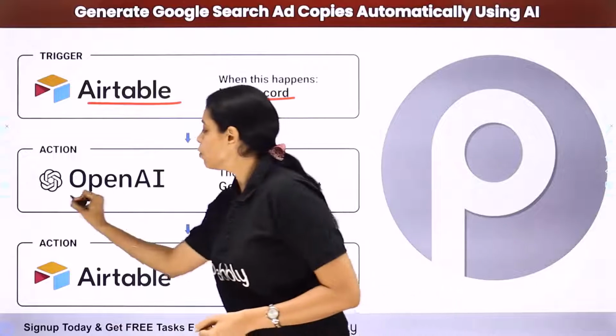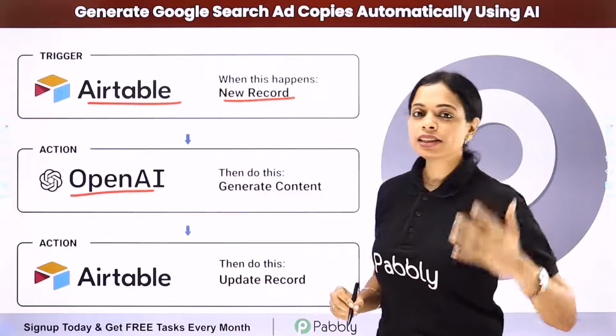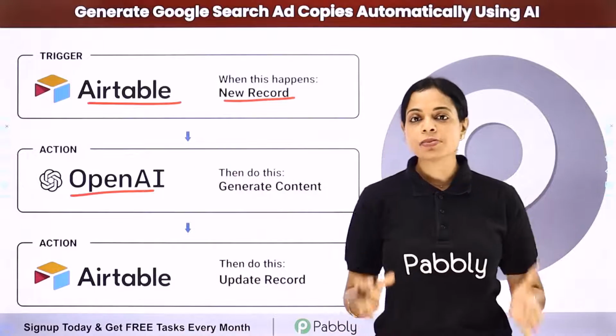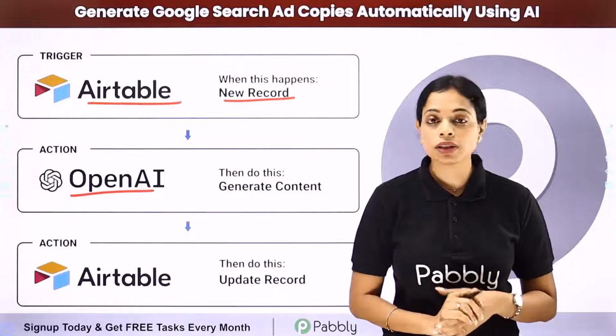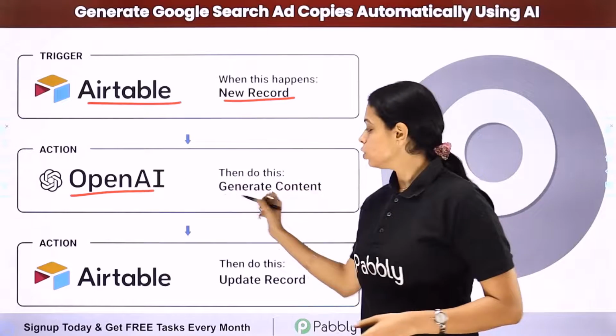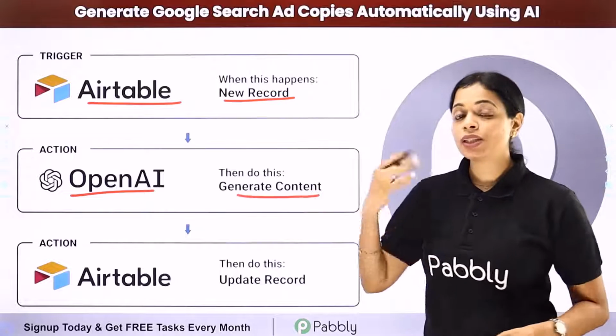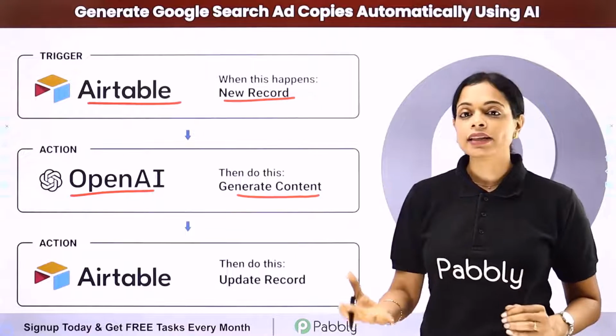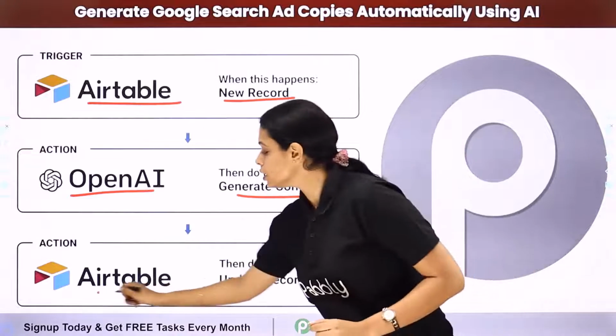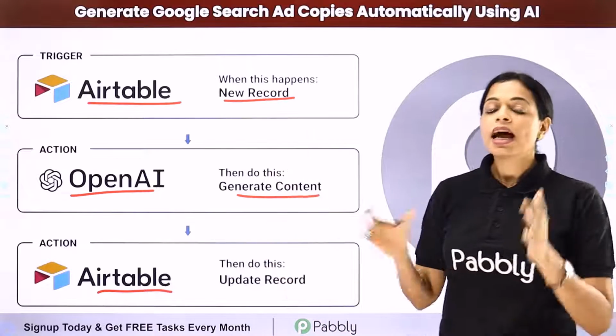And now with the help of OpenAI, which is an artificial intelligence and deployment company that helps you in generating human-like content. Now with this application, you want to generate content, you want to generate a headline as well as the ad copy, and then finally update your Airtable spreadsheet with the same. How can you do that?